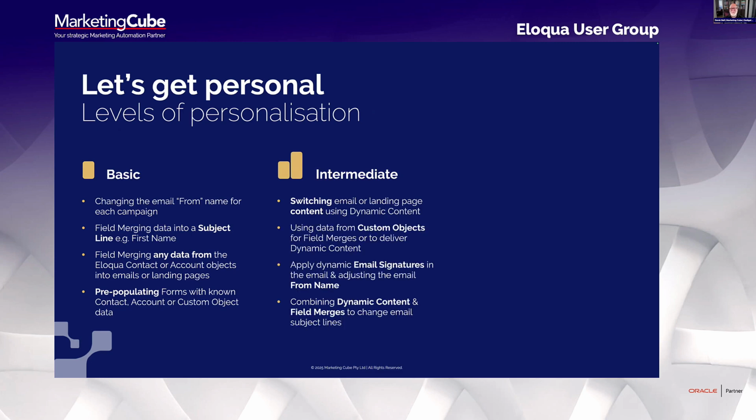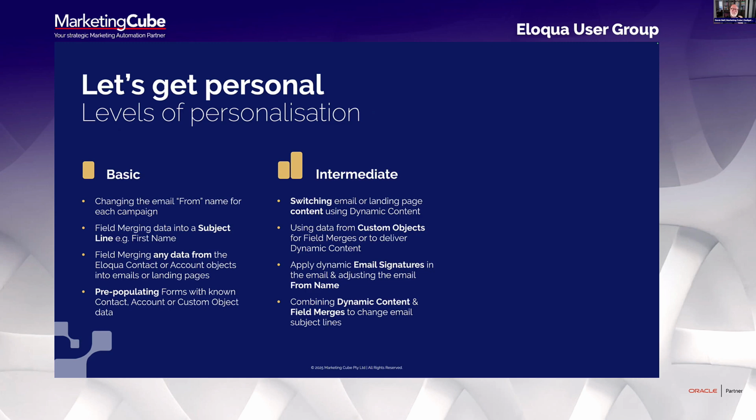At an intermediate level, maybe now we're switching email or landing page content using dynamic content. So we're being a bit more targeted, a bit more specific. Maybe you're using data from custom objects to deliver this. A lot of people will use contact and maybe account information, but not everybody will think to use the data in your custom objects, which can often be highly tailored. So you need to look at that data and understand what's going on. Then there's applying dynamic email signatures. You can apply a static signature, that's pretty easy, but are you using the dynamic approach to email signatures? And then combining dynamic content and field merges to change email subject lines.